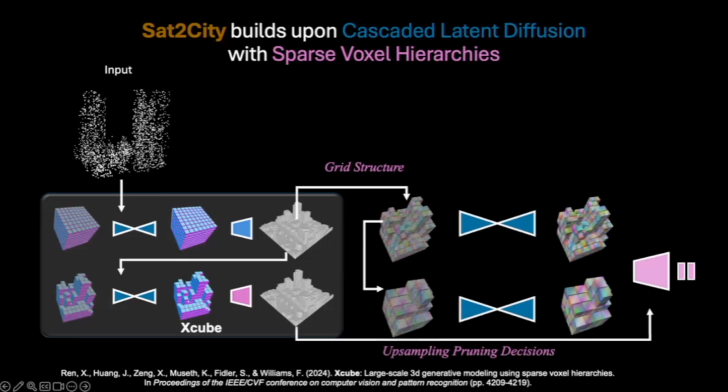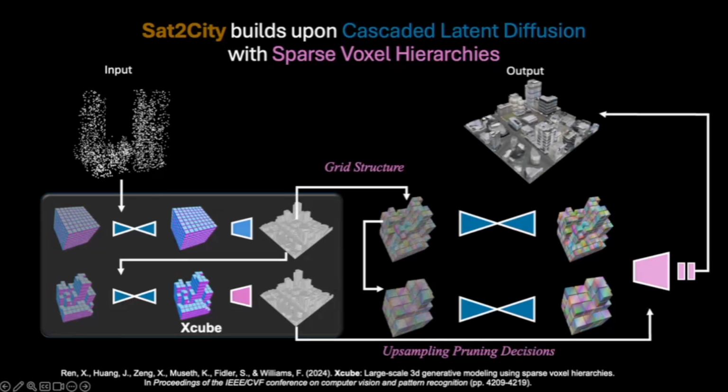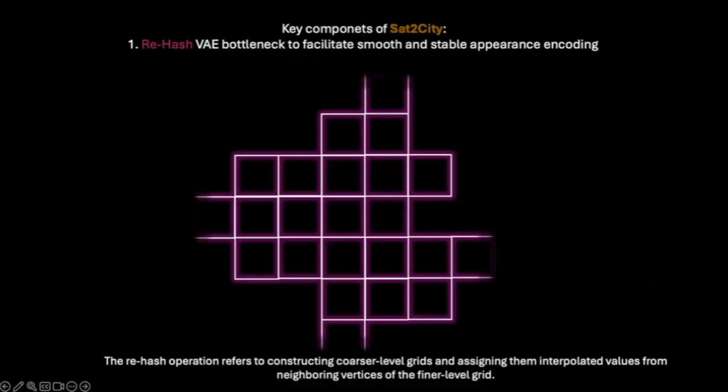So when we move to appearance generation, the latent grid structure and its multi-level pruning decisions are available, so that the network can focus on color learning. One important design in our pipeline is the rehash operation, which happens at the VAE bottleneck. Sparse voxel grids are very good at representing geometry efficiently, but they are not ideal for encoding smooth textures or global color context. If we just assign color to sparse voxels, the optimization quickly becomes noisy and inconsistent.